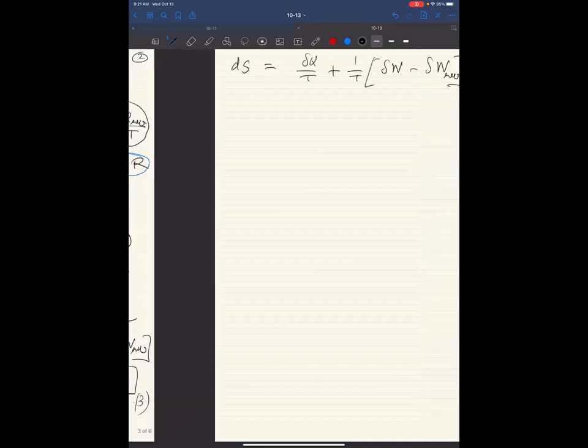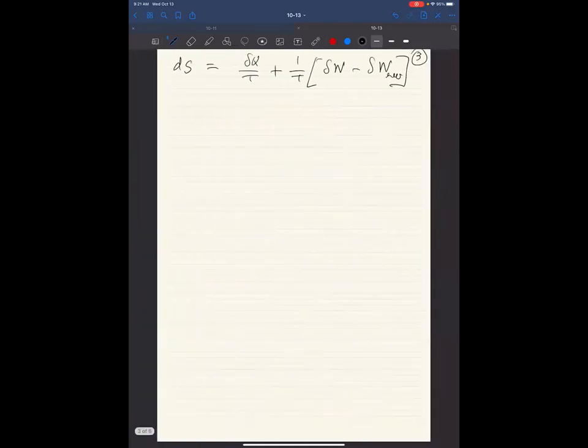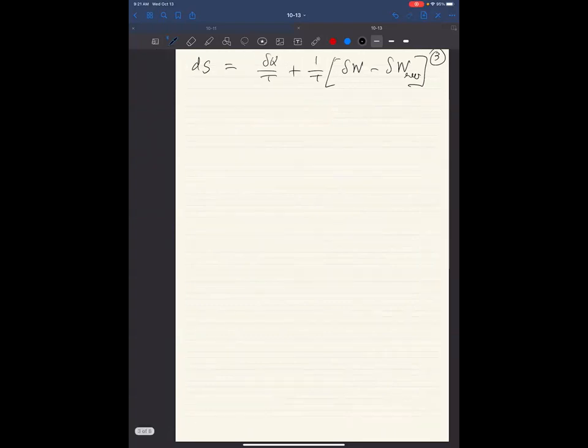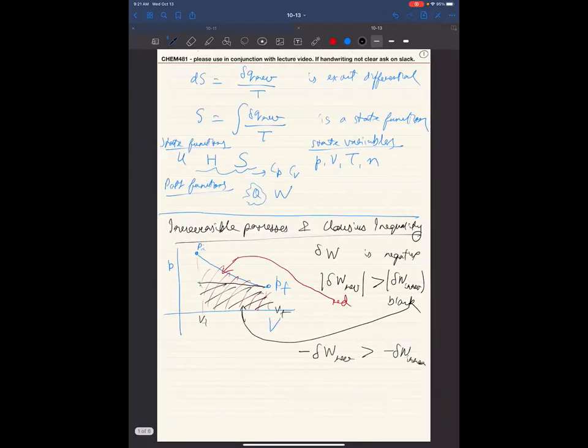And let's go to next page. I will write down equation 3 once again. So we have dS is equal to delta Q by temperature plus 1 by T (delta W minus delta W reversible). Okay, what can we do with this? So the example that I just drew over here, where work is being done by the system. Let's keep this example in mind where the work done was negative because you are actually getting something out of the system.